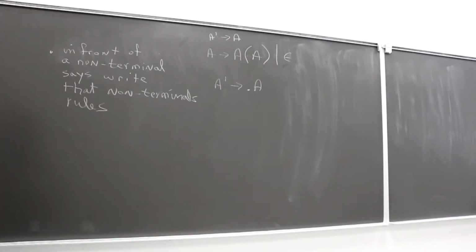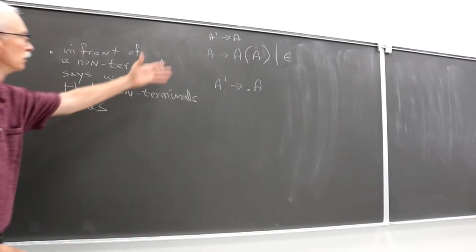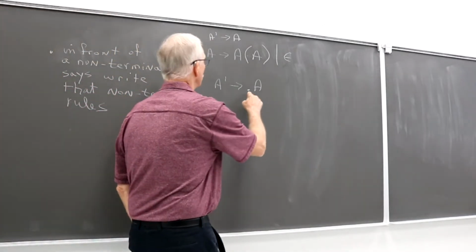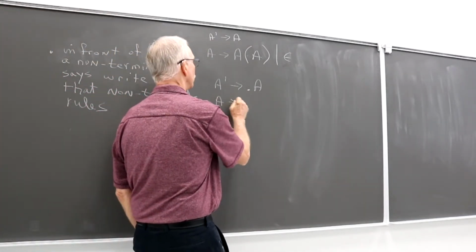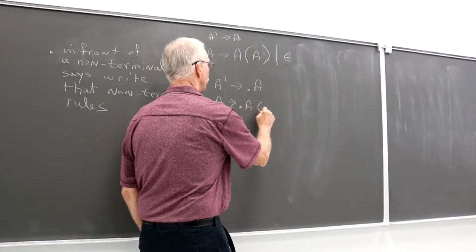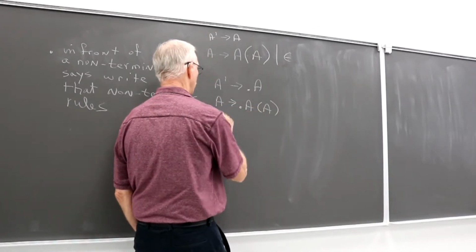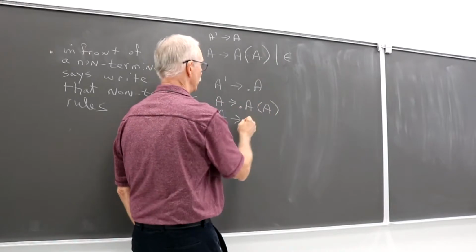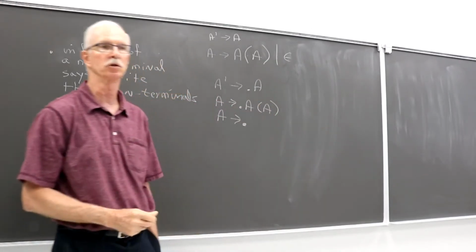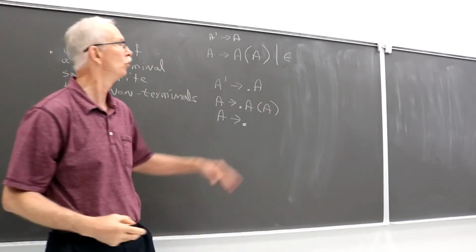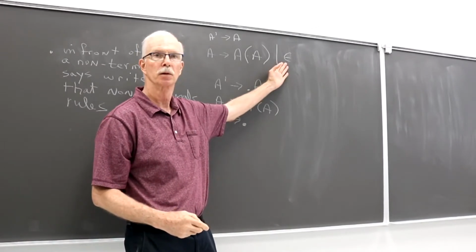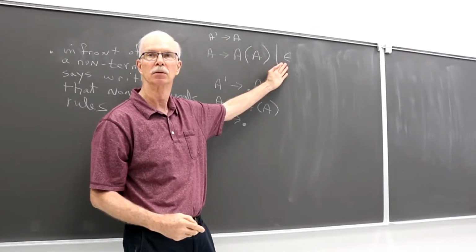A lot of what you got to do here is memorize the rules of how to play the game, the rules of what to do. And so that's what you do on this. So we write A's rules. A goes to period A paren, A paren. A goes to period empty, and empty is a nothing. We use the epsilon to represent a nothing.